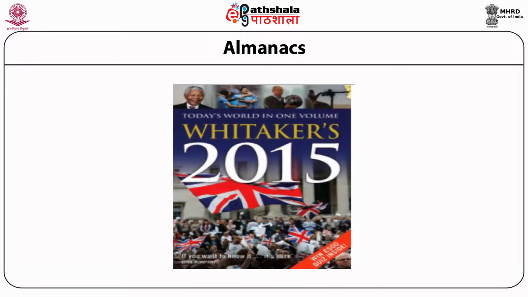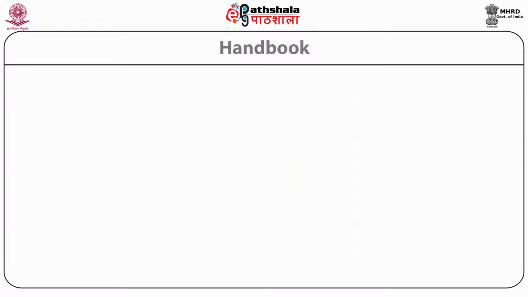Whitaker's Almanac is published annually in the UK by A&C Black Publishers. Now the almanacs are more like yearbooks. Both depend on government sources for statistical data. The only difference is that an almanac presents astronomical data which is absent in the yearbooks.